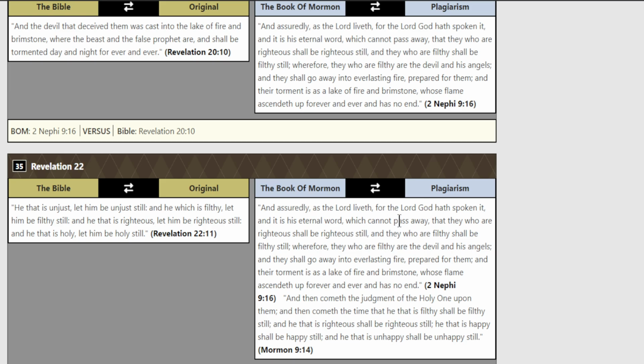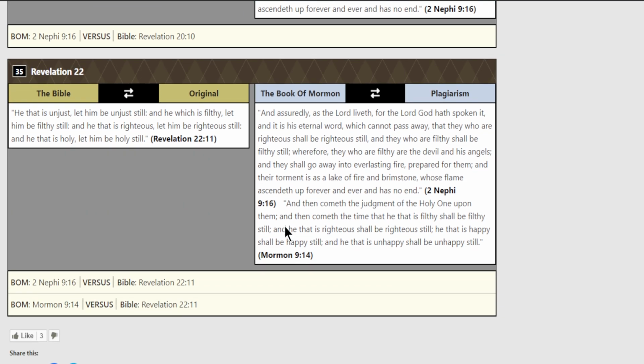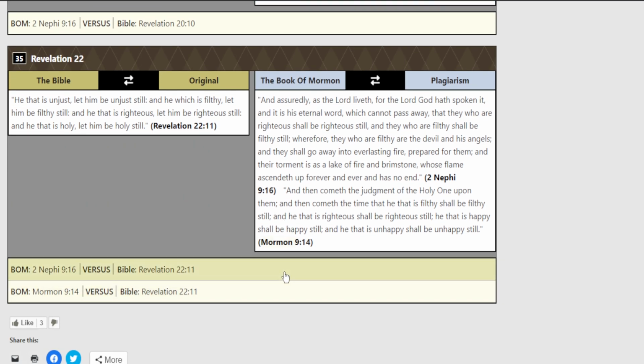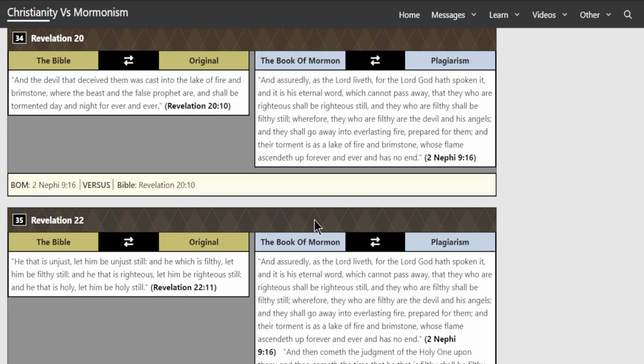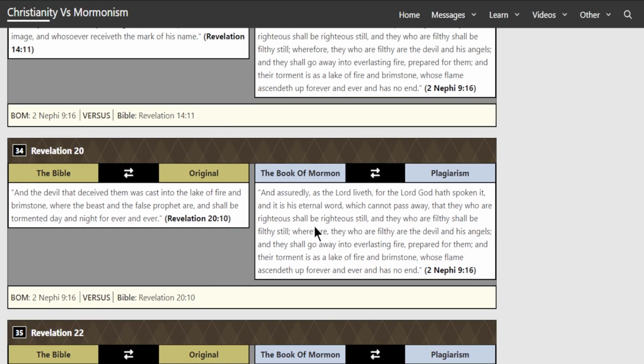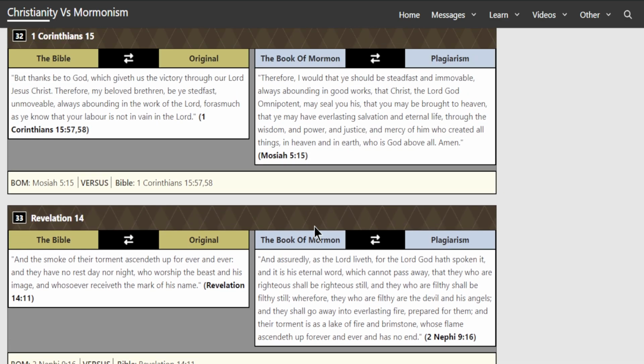Notice this one. These 2 verses represents this verse also. It talks about those who are unjust shall be unjust still, filthy shall be filthy still, those that are righteous shall be righteous still, and he that is holy shall be holy still. These are clickable, these references beneath. You can click them to get a full message on all of these plagiarisms in the Book of Mormon.